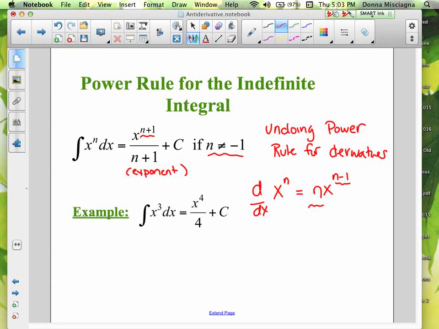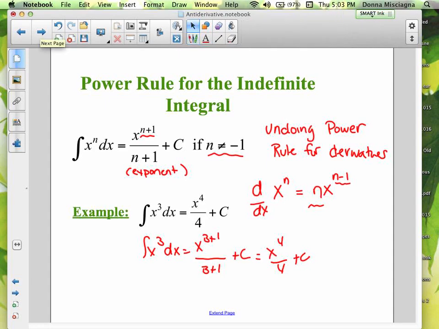So all we've done here is we've increased the exponent by 1, and we've divided by that same value, which would give us x to the 4th divided by 4 plus c. The nice thing, like I said earlier, about integrating is you have the answer. So you can check yourself. The answer is x cubed.